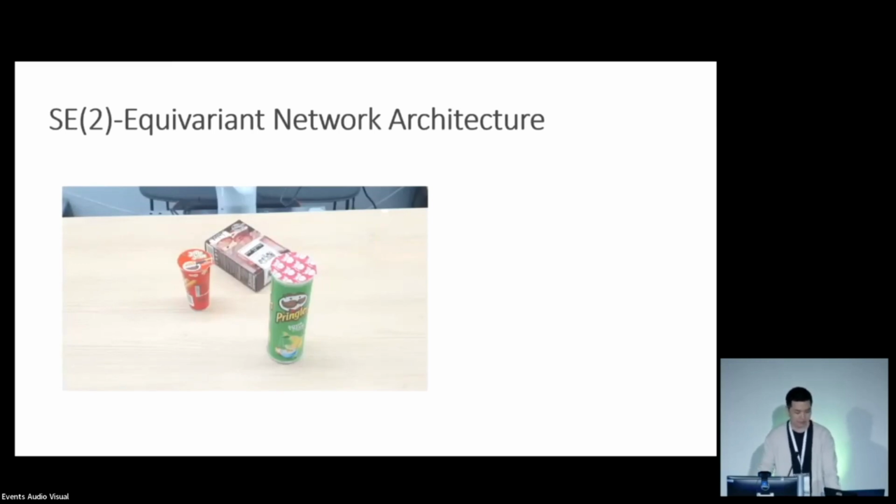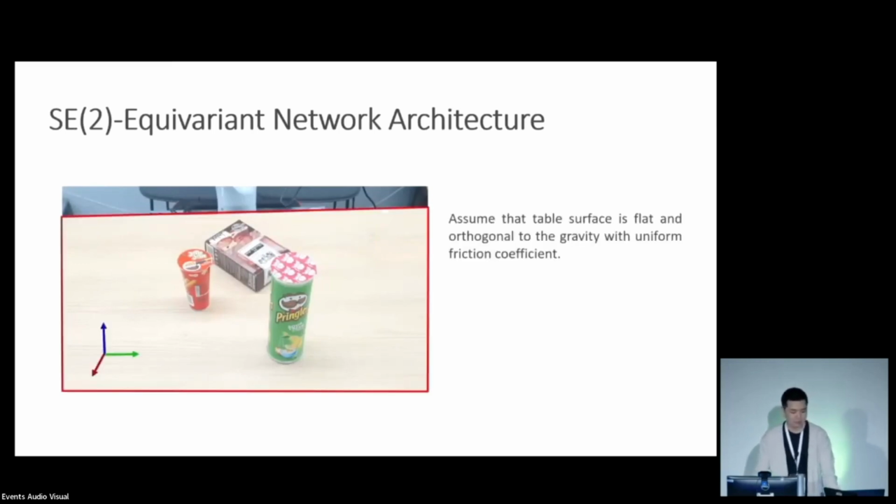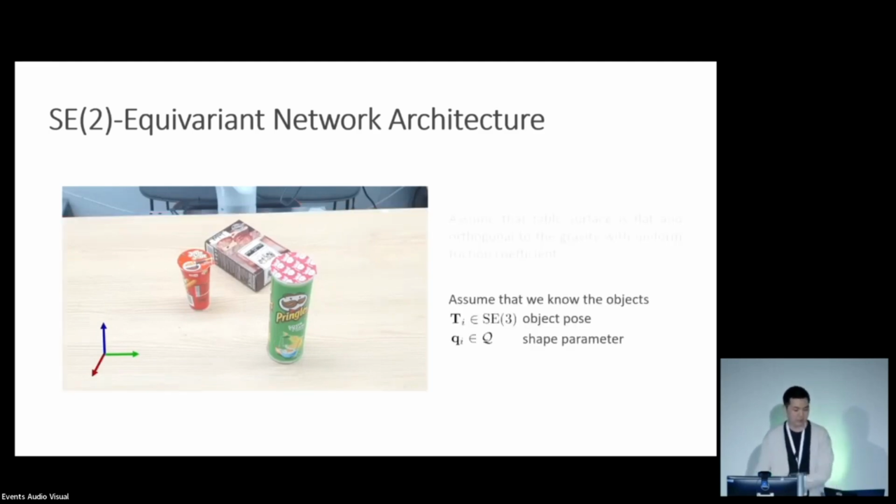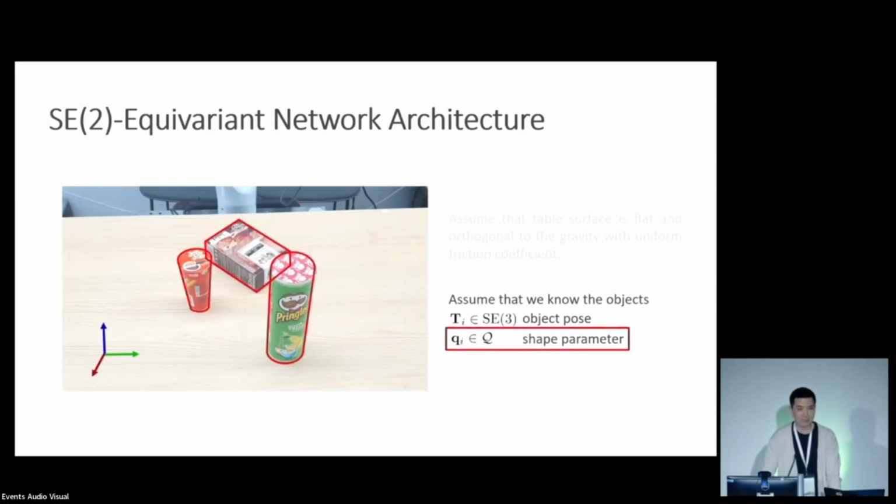Here is a scene with a table and tabletop object. We first assume that the table surface is flat and orthogonal to the gravity direction and has uniform friction over the table. And for the training phase, assume an object placed on a tabletop, and we know the information of the objects, including each object pose Ti and shape parameter Qi in large Q.